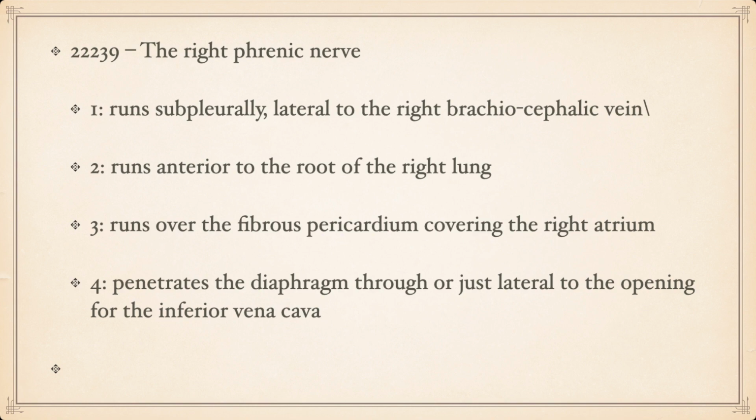That is also true. And 4 penetrates the diaphragm through or just lateral to the opening for the inferior vena cava. Going back to our discussion on the foramen of the diaphragm and what goes through what, yes it does, and that occurs at the level of T8. Just a note that the phrenic nerves do run over the fibrous pericardium on both sides anterior to the hilum, and the vagus accompanies the esophagus.